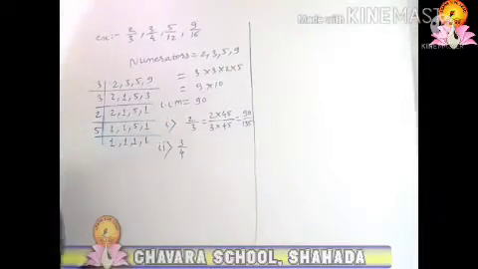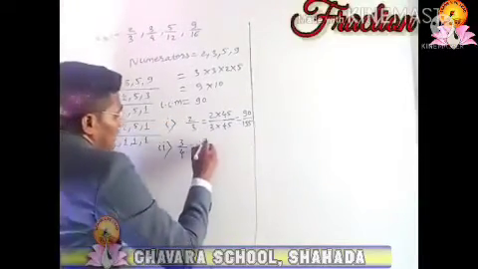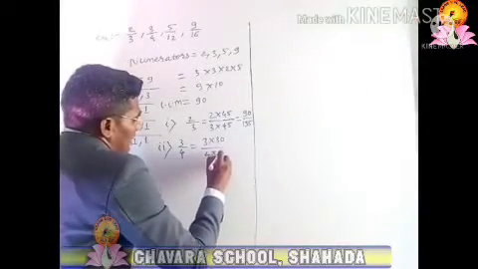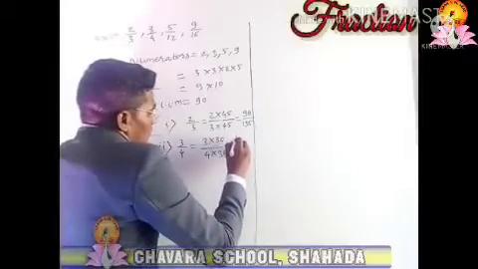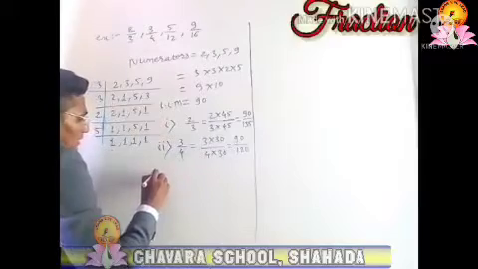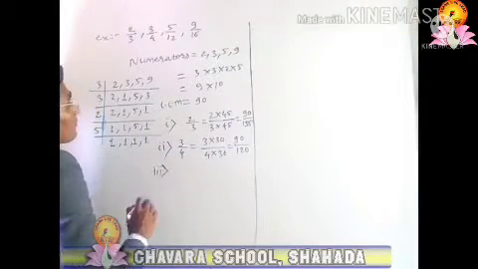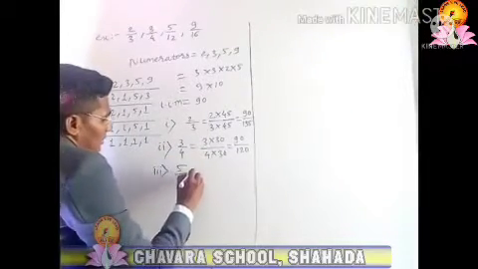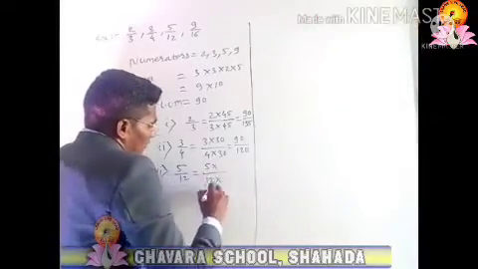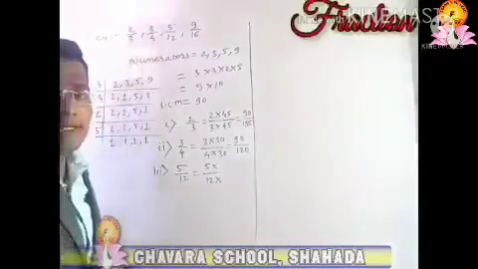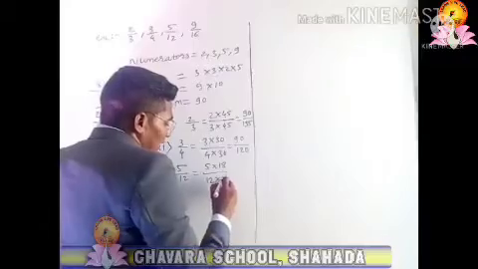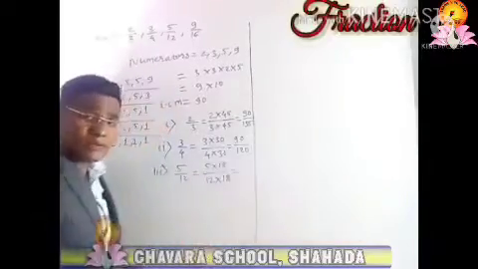Now the second fraction is 3 by 4. 3 multiplied by which number? 30, and 4 multiplied by that same number equals 90 upon 120. Then the third fraction is 5 by 12. 5 multiplied by which number gives 90 as the numerator? 18 multiplied by 5 is 90, and by that same number we multiply the denominator.